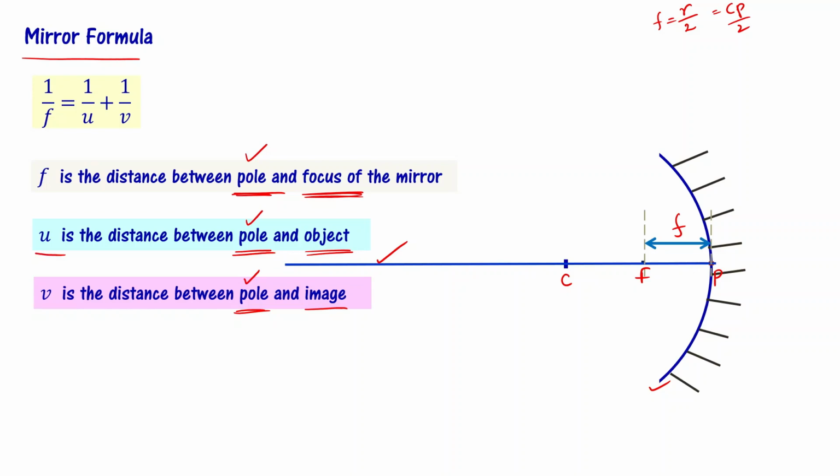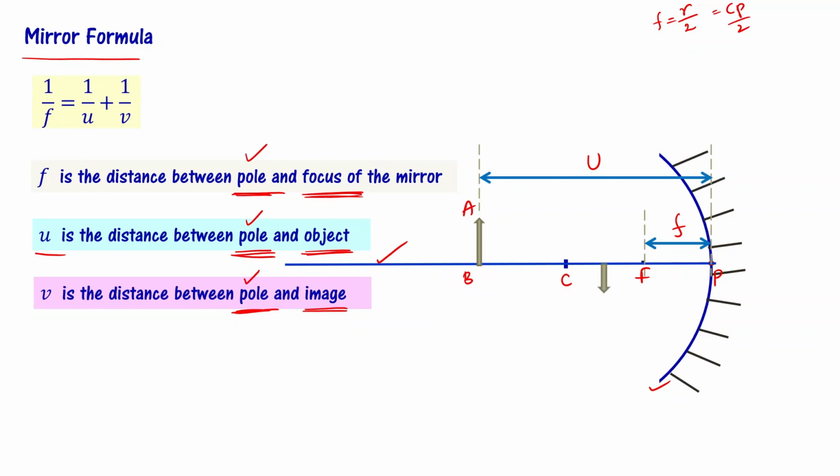u is the distance between the pole and the object. That means we have to first place the object. Let me say that I have an object here that is denoted using AB. The distance between the pole and the object is denoted using u. What is the distance between the pole and the object AB? u. And v is the distance between the pole and the image. So if AB is the object, then A'B' is the image we are constructing, right?